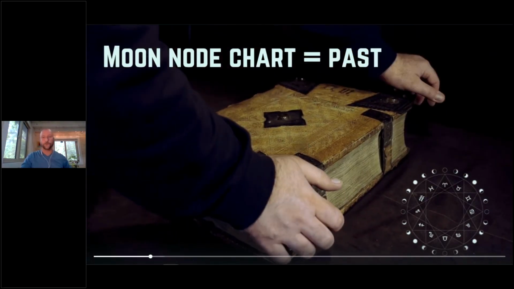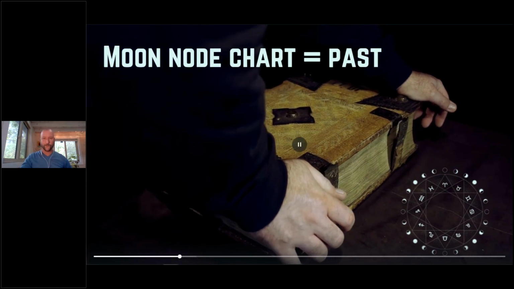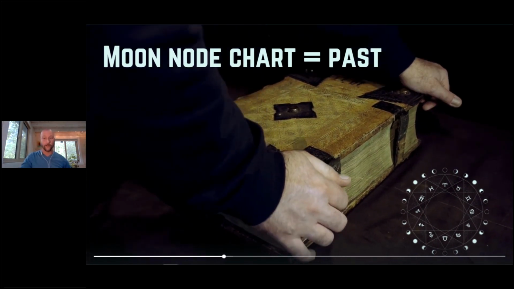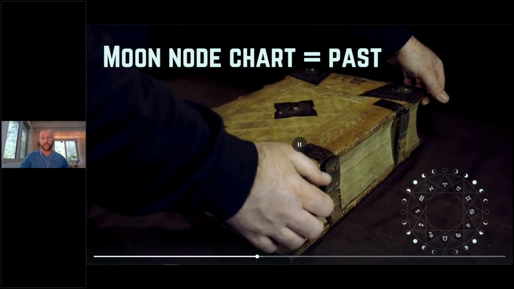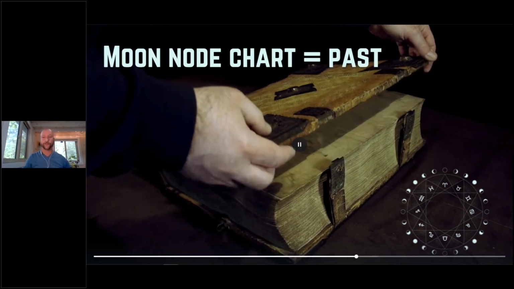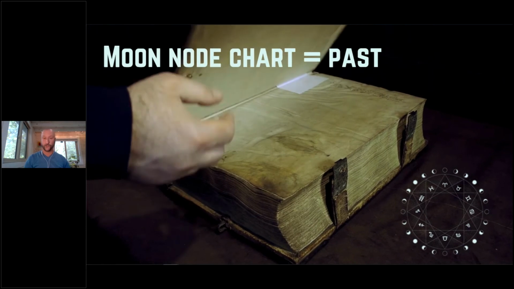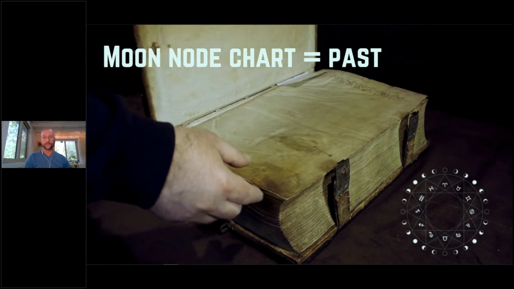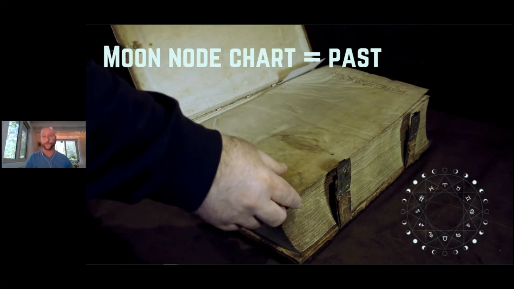Let's start with the moon node chart because it reflects our past and our shadow. It's really an amazing chart, and the book Moon Node Astrology by the Hubers is really worth checking into, and I can show you that later on. But yeah, it's called Moon Node Astrology.